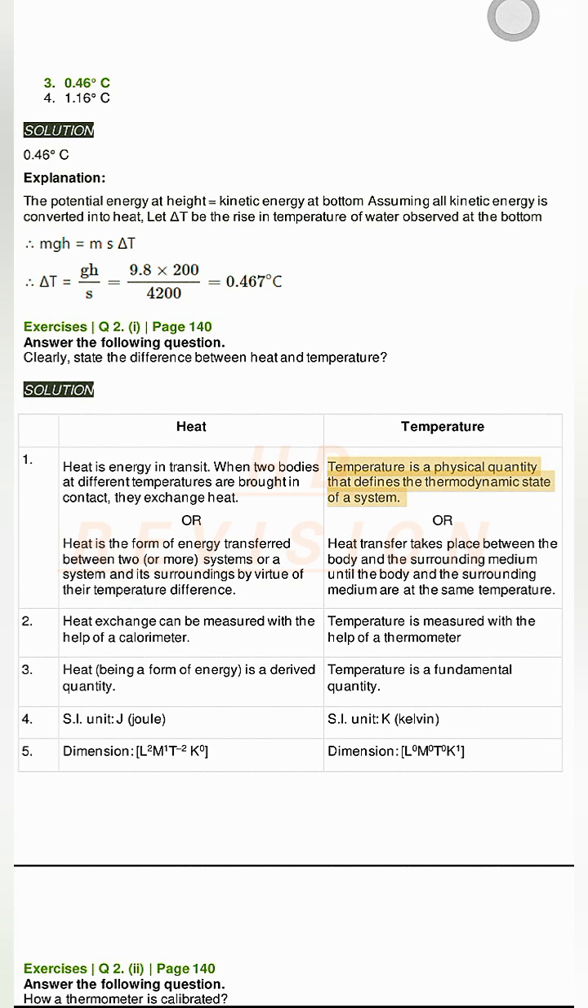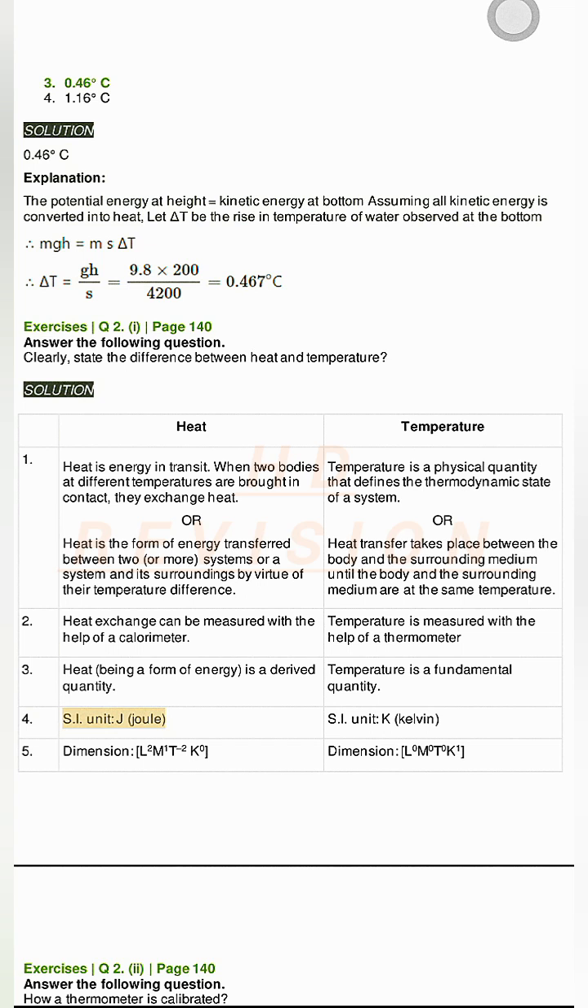Temperature: 1. Temperature is a physical quantity that defines the thermodynamic state of a system. OR, heat transfer takes place between the body and the surrounding medium until the body and the surrounding medium are at the same temperature. 2. Heat exchange can be measured with the help of a calorimeter. Temperature is measured with the help of a thermometer. 3. Heat, being a form of energy, is a derived quantity. Temperature is a fundamental quantity.